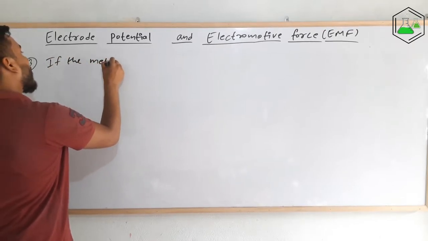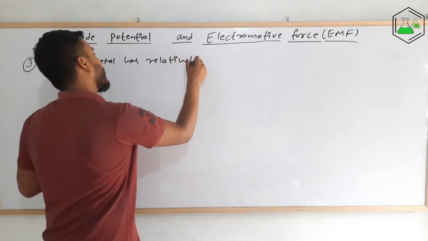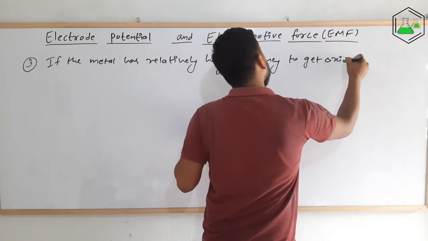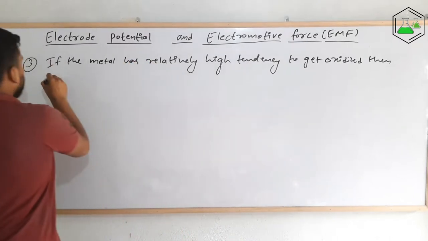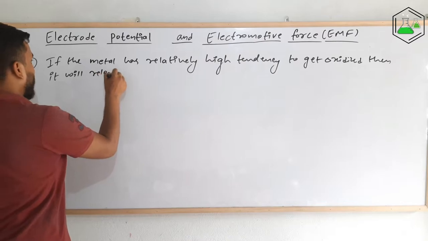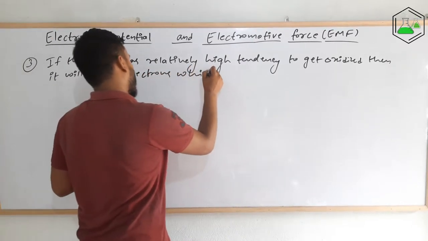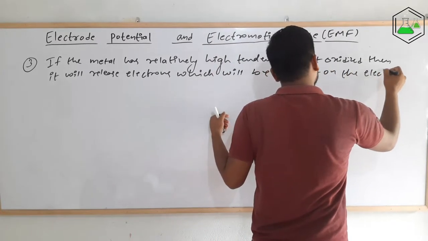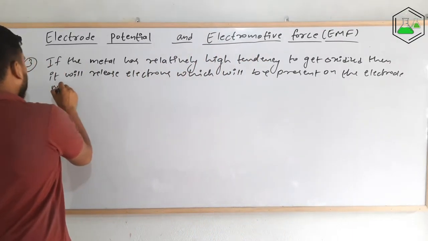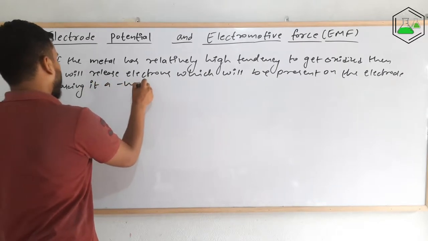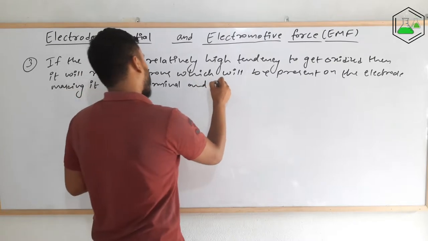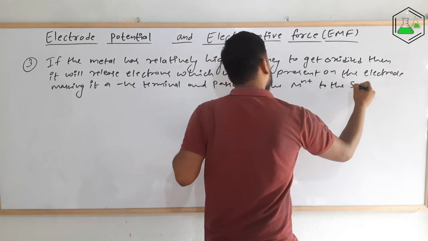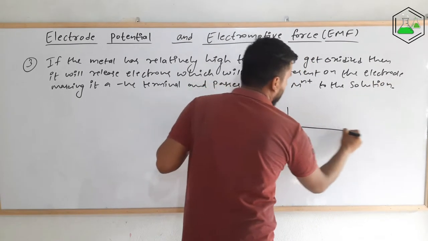If the metal has a relatively high tendency to get oxidized, then it will release electrons which will be present on the electrode, making it a negative terminal, and passes all the metal ions to the solution. Let's try to understand this by a diagram.